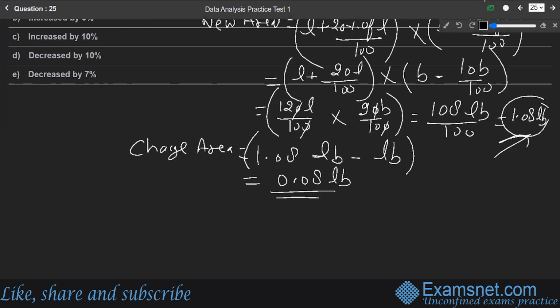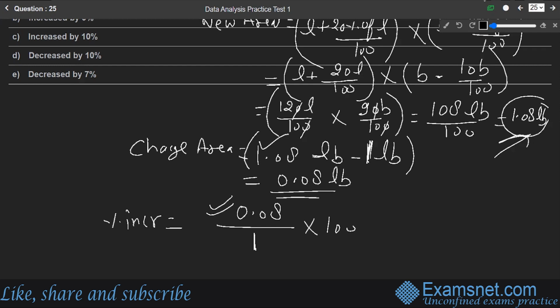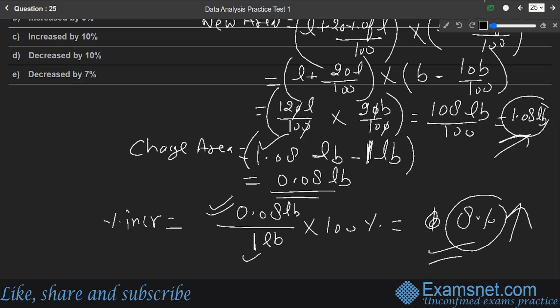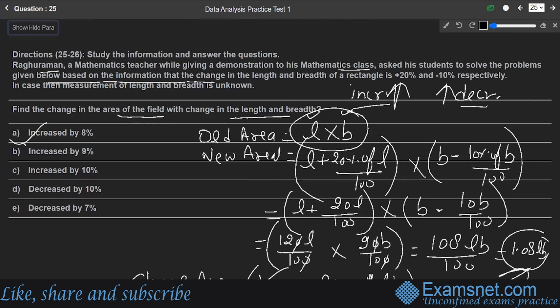So clearly we can see the area has become 1.08. Earlier it was just 1. So obviously there is an increase. How much increase? 1 has become 1.08. So an increase of 0.08 out of 1, into 100%. That is the percentage increase calculation. Total increase is 0.08. Older value of the area was 1 LB. We can write LB here for easy understanding, into 100%. So this is nothing but 0.08 into 100, that is nothing but 8% increase only. So that is the right answer. 8% increase. It is already available. That is the right answer.